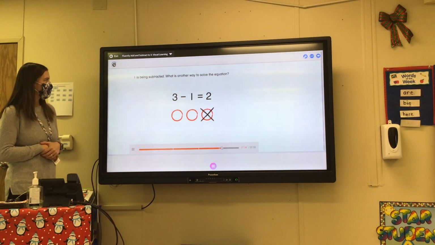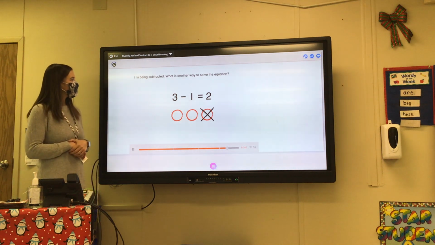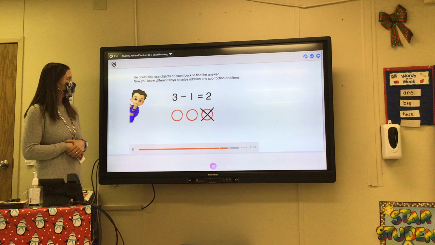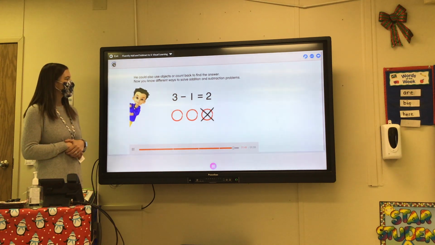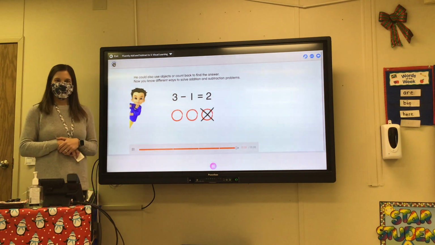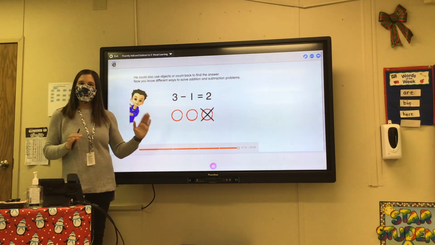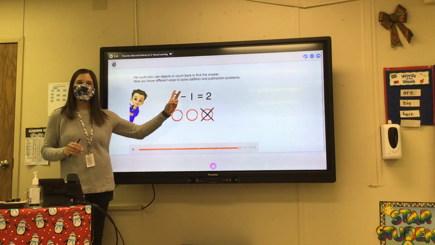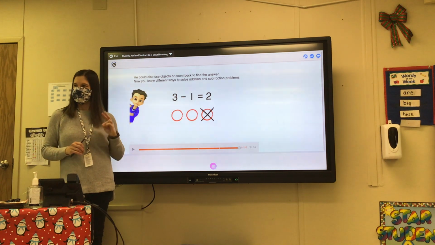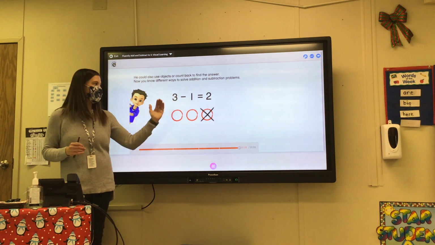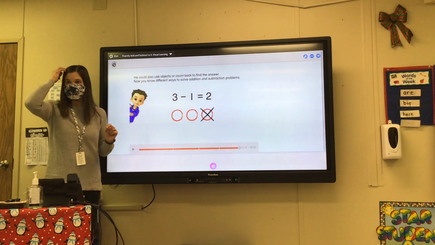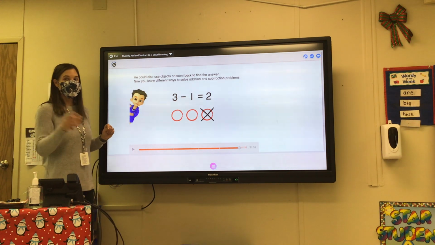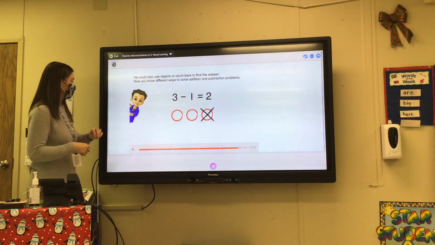1 is being subtracted. What is another way to solve the equation? He could also use objects or count back to find the answer. Now you know different ways to solve addition and subtraction problems. If he counts backwards, he starts at 3 and he's taking away 1, so he goes backwards. He has 3 and he goes 2. So that's another way to do it. If you count backwards, you know there's 2 left. We know how to count 5, 4, 3, 2, 1.